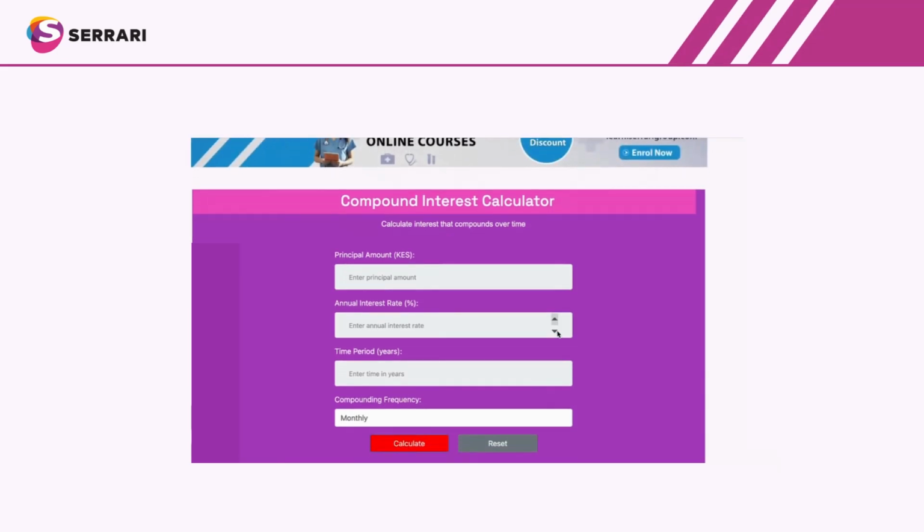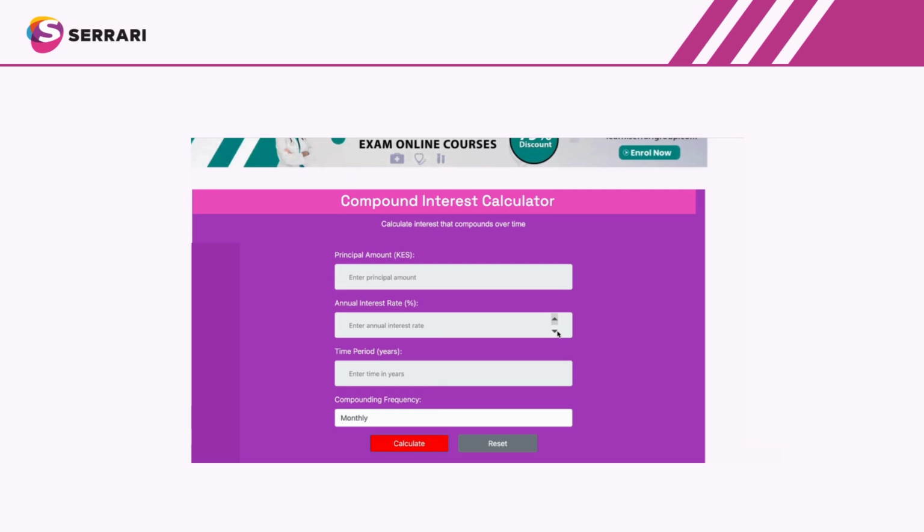Today we're dealing with the compound interest calculator and compound interest. If you are coming from the simple interest video, compound interest is different in that your interest earns interest. That's the meaning of compounding.